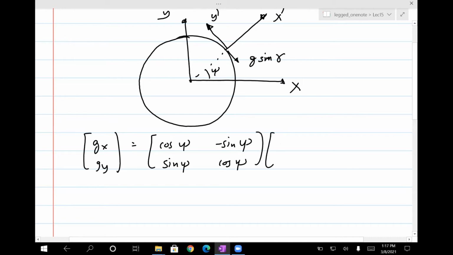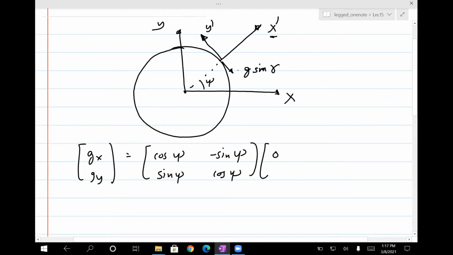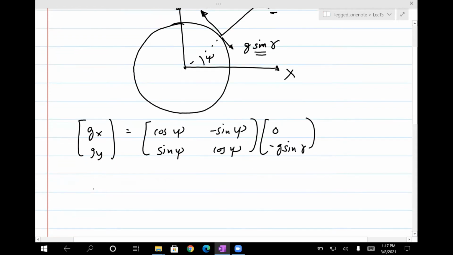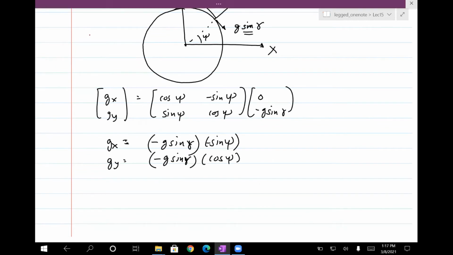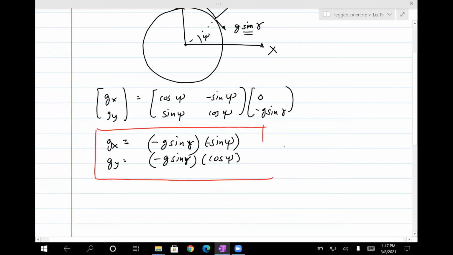However, now the X component is, well, it's 0, but the Y component is along the negative Y direction. So it'll be minus G sine of gamma. And so when I do the math, it'll come out to be minus G sine gamma times minus sine psi, and then Gy equals minus G sine gamma times cosine psi. So in this formula, which is clockwise, you see that there's a negative here.